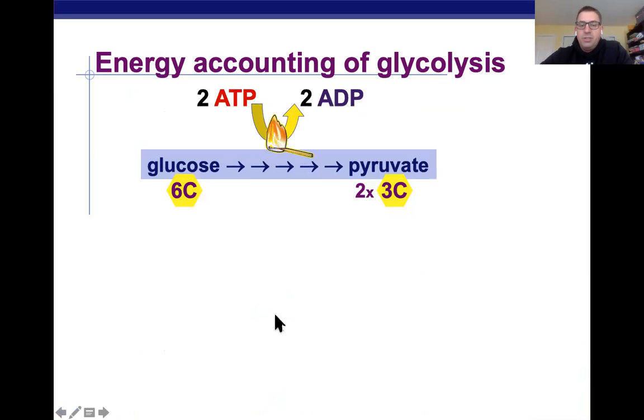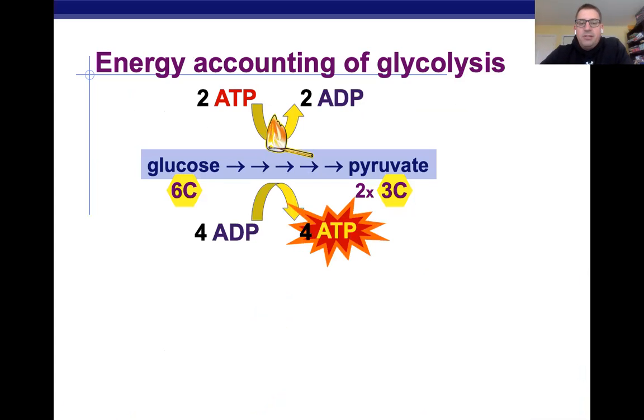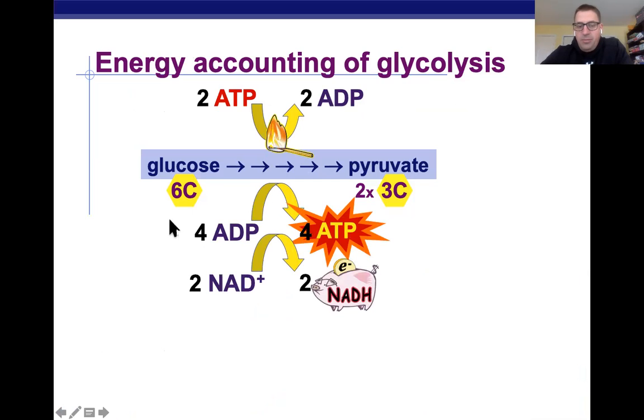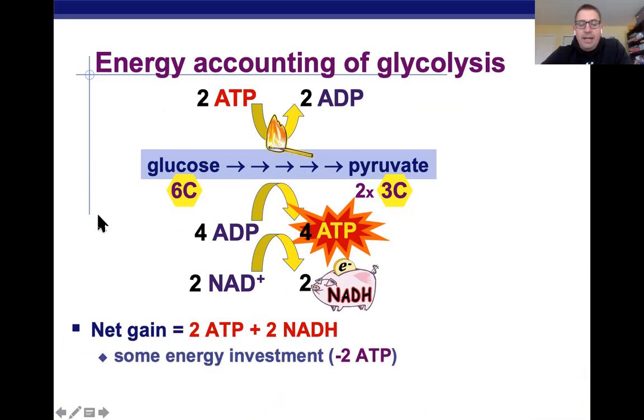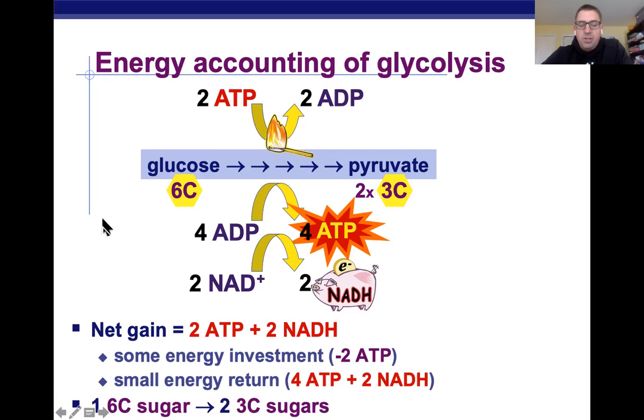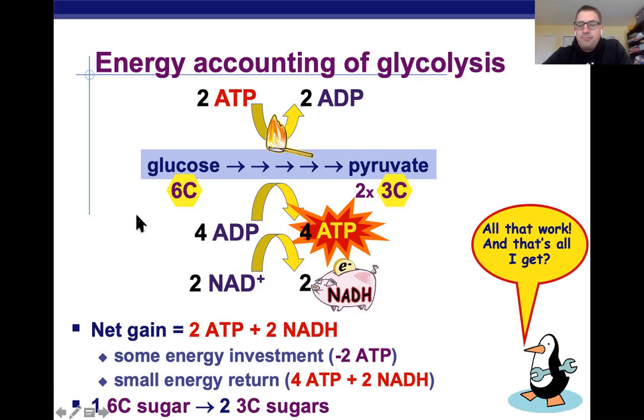Okay, so if we take a look at what we get out of glycolysis, right? We invest a little bit of ATP at the start, and we get some out at the end for a net gain of 2 ATP. We also generate some of those electron carriers, the NADH, and the energy stored in those electrons is going to be harvested later in the electron transport chain. So we had a net gain of 2 ATP and 2 NADH, right? So it's a very small energy return. And then we split our 1 6-carbon sugar into 2 3-carbon sugars called pyruvate or pyruvic acid.